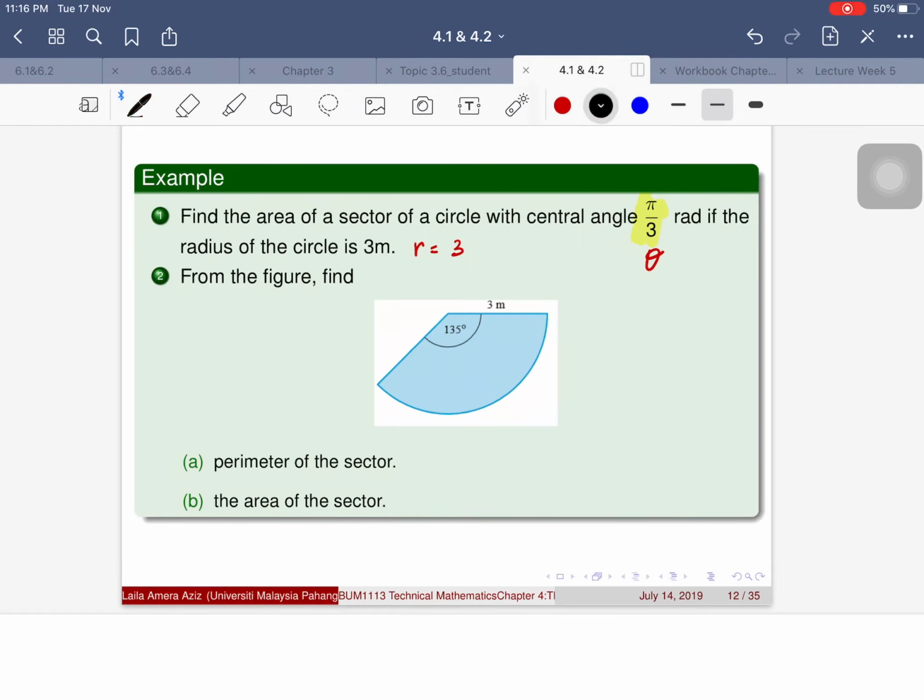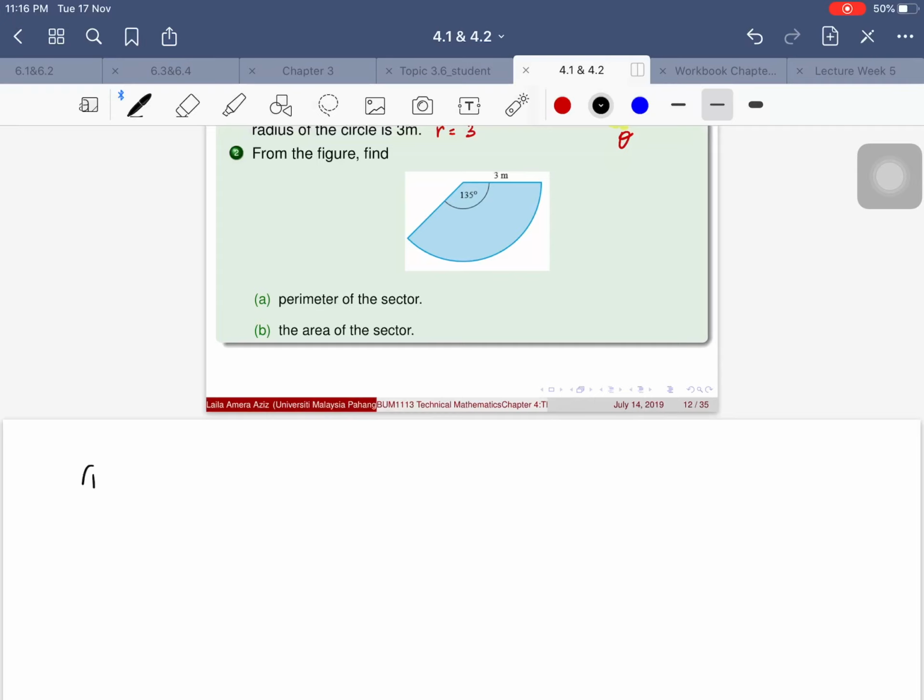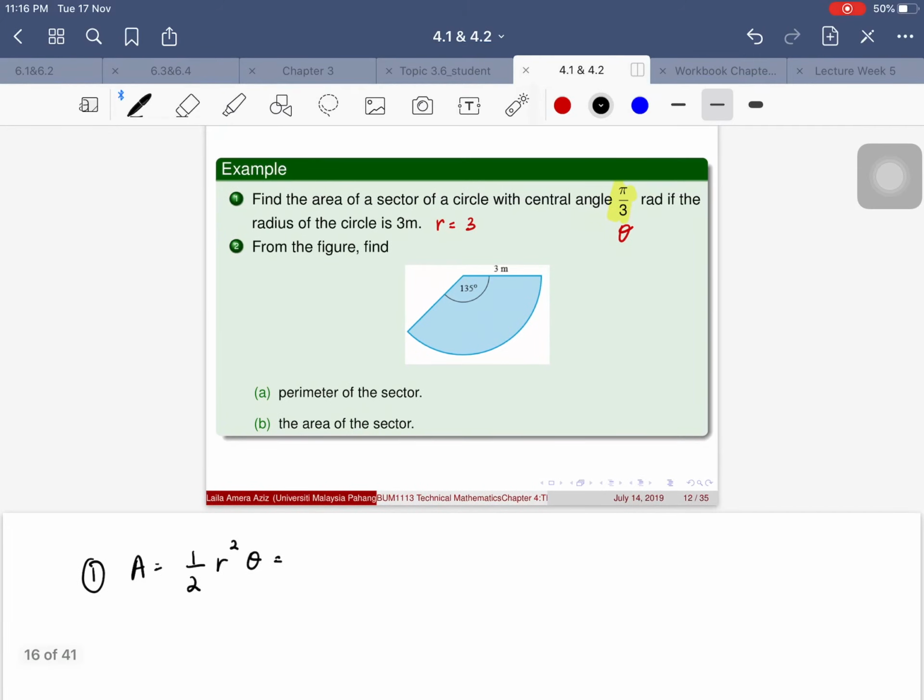So now we're going to apply the formula. So A is going to equal half r squared theta, and now we have to substitute, which for this case is going to be half multiplied by r, which is going to equal 3 squared, multiplied by theta, which is going to equal pi over 3. And if I were to simplify this, I think I will end up with 3 pi over 2. So this and this, they're going to cancel. So that is how I end up with 3 pi over 2.